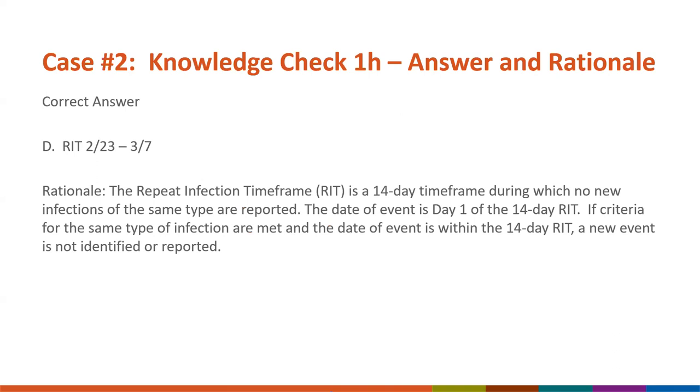As a reminder, the repeat infection timeframe is that 14-day timeframe during which no new infections of the same type are reported. The date of event is day 1 of the 14-day RIT. If criteria for the same type of infection are met, and the date of event is within that 14-day RIT, a new event is not identified or reported. Therefore, if a new 1, new 2, or new 3 definition is met within this RIT, it would not be reported. In this case, the date of event is 2/23, and because it's a leap year, your RIT would run 2/23 through 3/7. So great job, everyone.